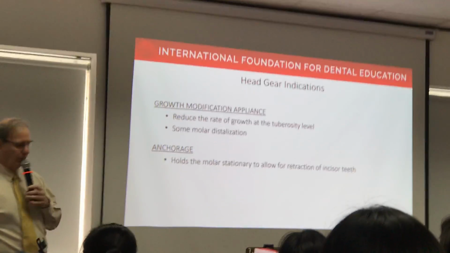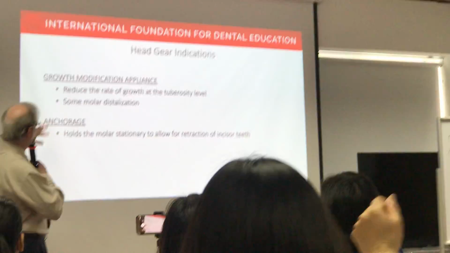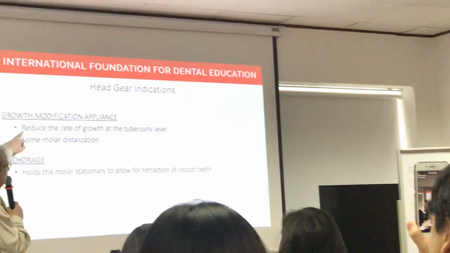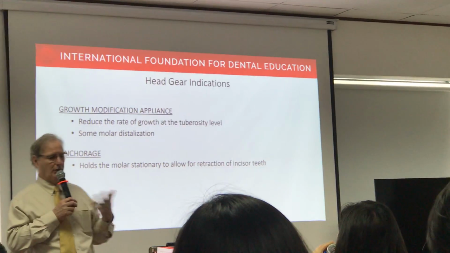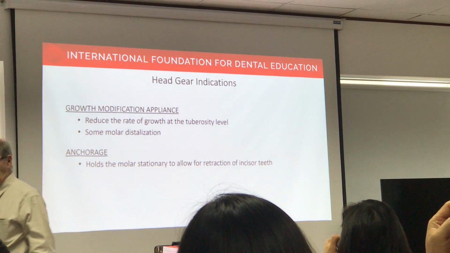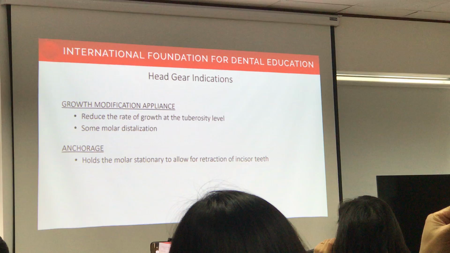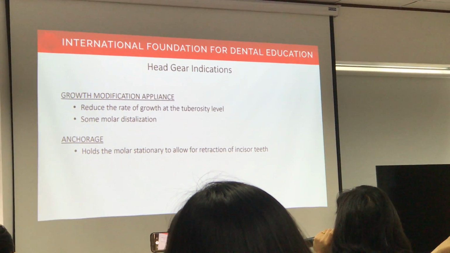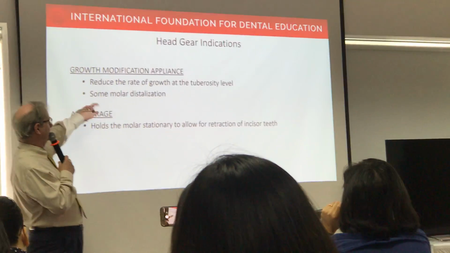So why do we do headgear in a case like this? It's because you get a reduction of the rate of growth at the tuberosity level. Do I want that? Not really. But I'm going to get it anyways. Cái tác dụng của cái đeo headgear thứ nhất là nó làm giảm cái tốc độ tăng trưởng tại cái lồi củ.